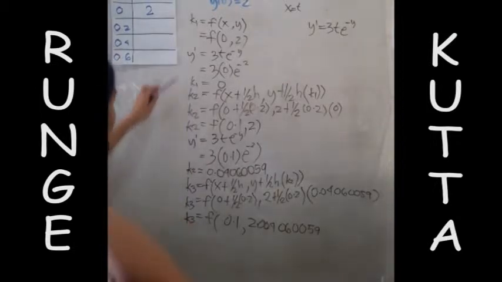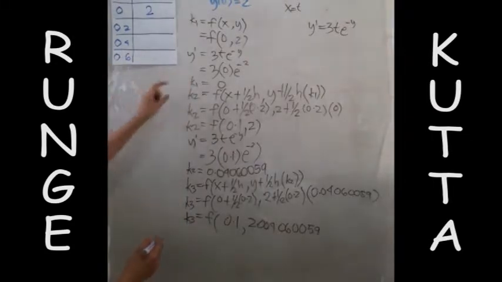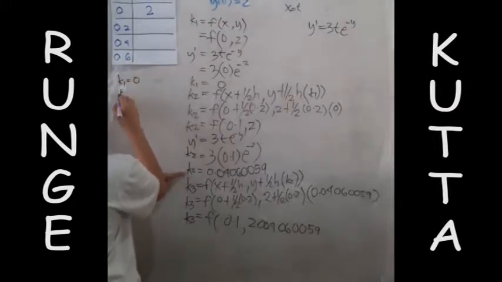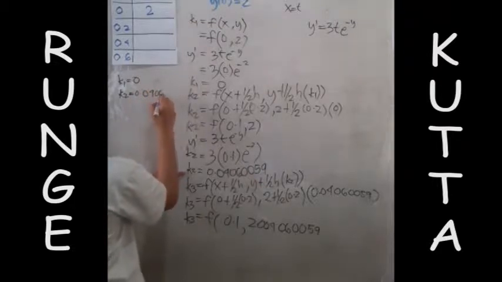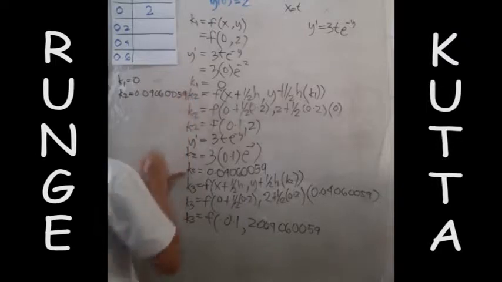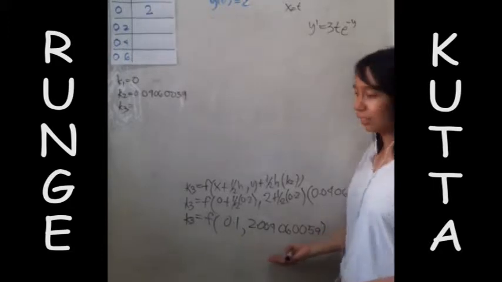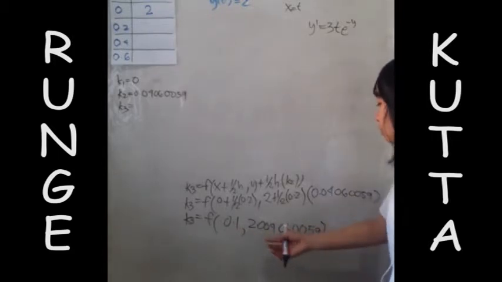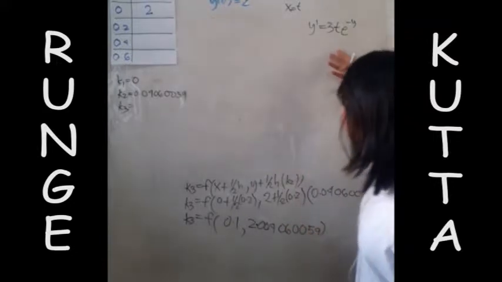So I'm just going to erase this part. I'm just going to rewrite the values of our k here. So now we have the coordinates of K3, which is 0.1 and 2.004060059.